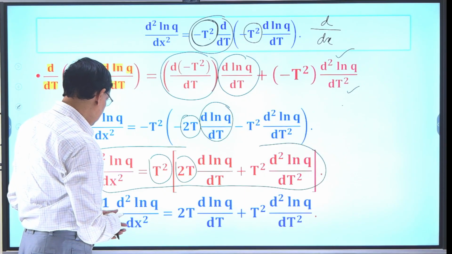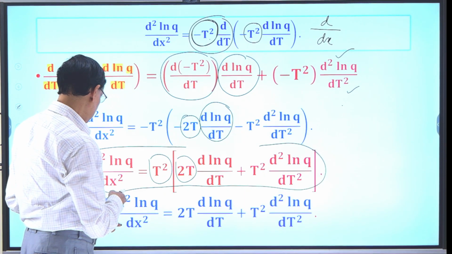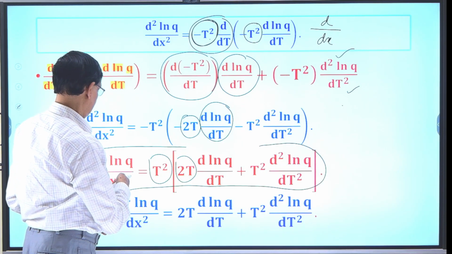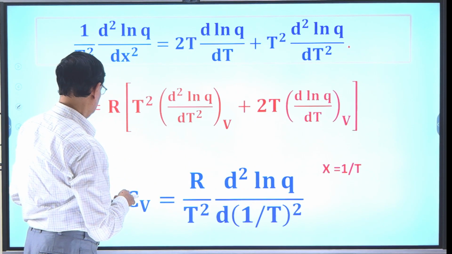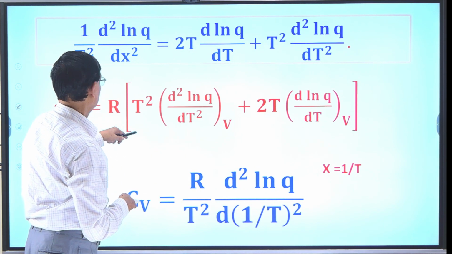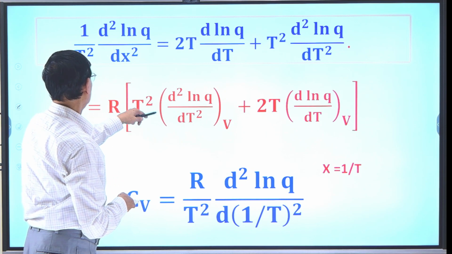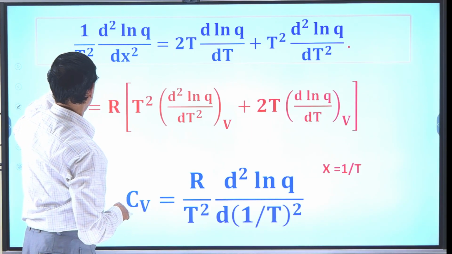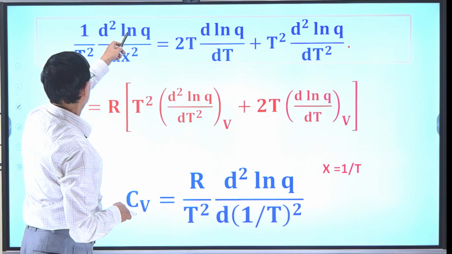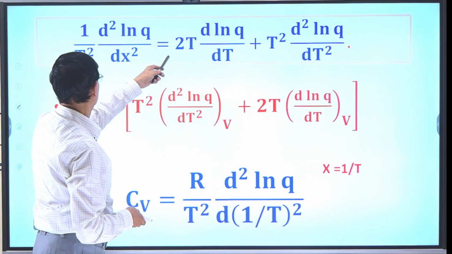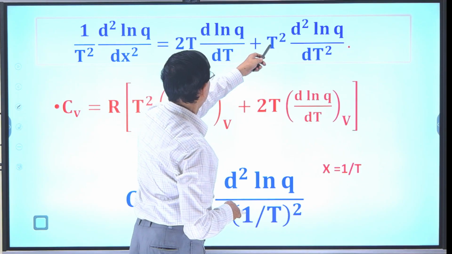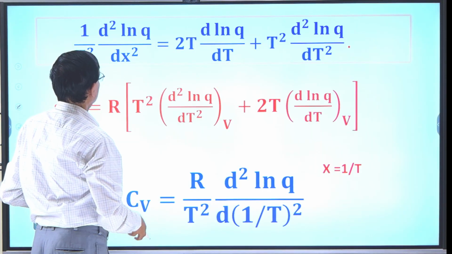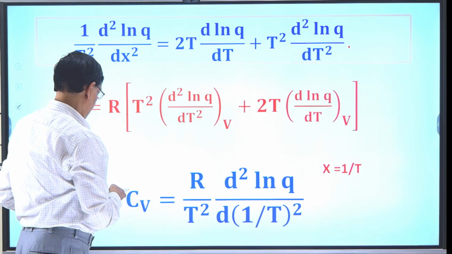Now what is our original equation? Original equation is this equation, like that. This is our original equation. 1 divided by t square, natural log of q dx square, 2t natural log t square, natural log. Now just again you compare these two equations. This is our original equation.